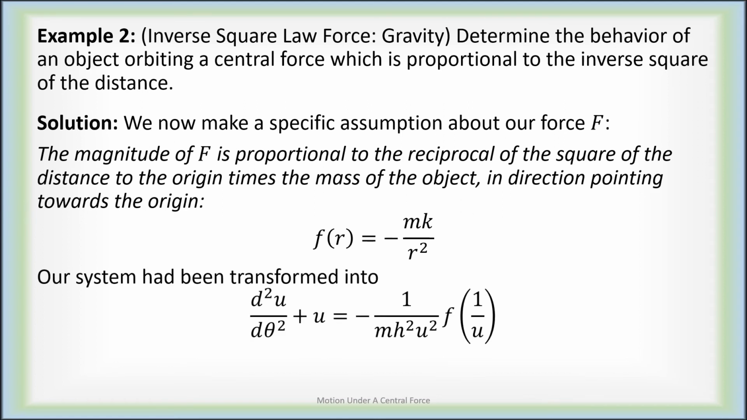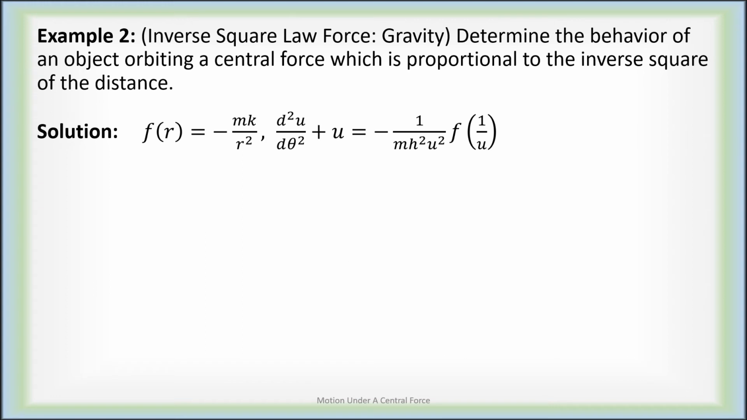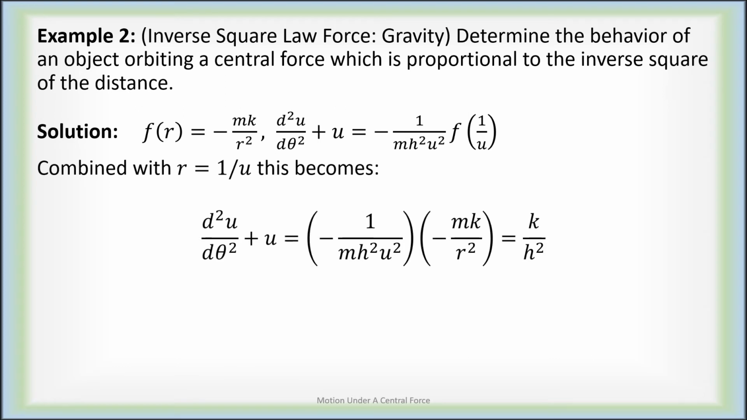So our system had been transformed into all of this, but now f of r has a very, very specific form. So since f of r is negative mk over r squared, in our differential equation, if I change r to be 1 over u, we end up with f of r is negative mk over r squared, but since r squared is 1 over u squared, it's going to cancel that one right there. This m cancels that one, this negative cancels that. So overall, the second derivative of u with respect to theta plus u is just k over h squared, where k and h are both constants. So here we have it, d squared u d theta squared plus u is k over h squared.